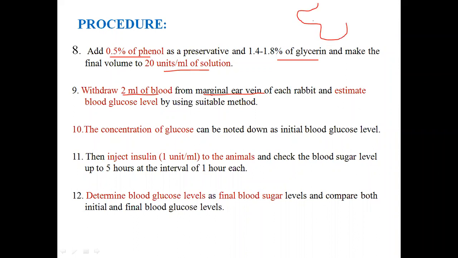Okay, so from the ear you have to take the veins. From this vein you have to take the blood, right? This is called marginal ear vein blood withdrawal. Then you have to estimate the blood glucose level, right? This is called the initial blood glucose level.